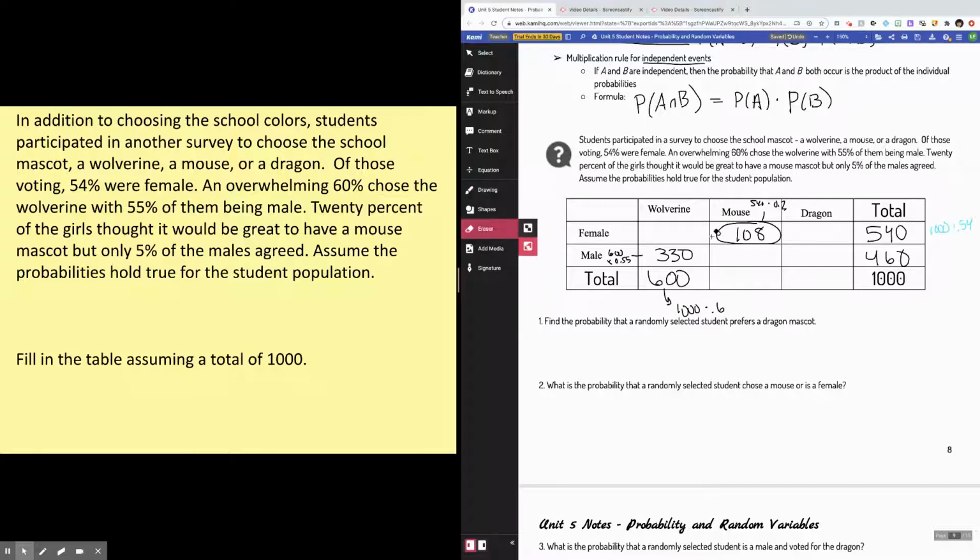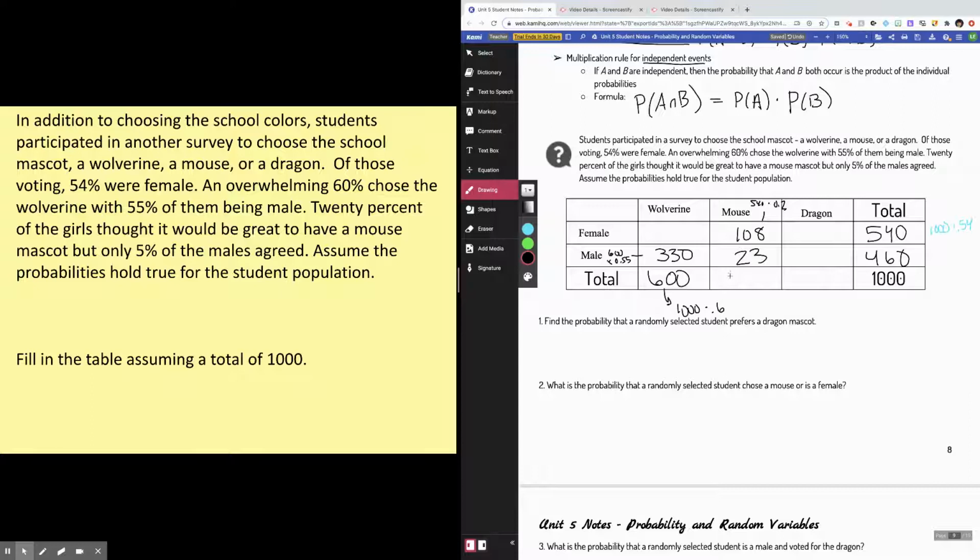Okay. And then the last sentence here says only 5% of the males agreed, right? So again, that means not 5% of the total, but 5% of the males. So 460 times 0.05, which is 23. Okay, and now I have enough information to fill in the rest of the table.